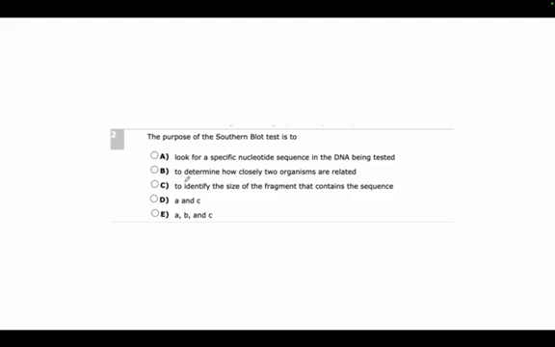Okay. The purpose of the southern blot is to look for specific nucleotide sequences in DNA, yes. Determine how closely two organisms are related. This can be a conclusion that we draw from a southern blot. And to identify the size of the fragment that contains the sequence. So I would say prima facie the two data points that you can get from a southern blot are A and C.